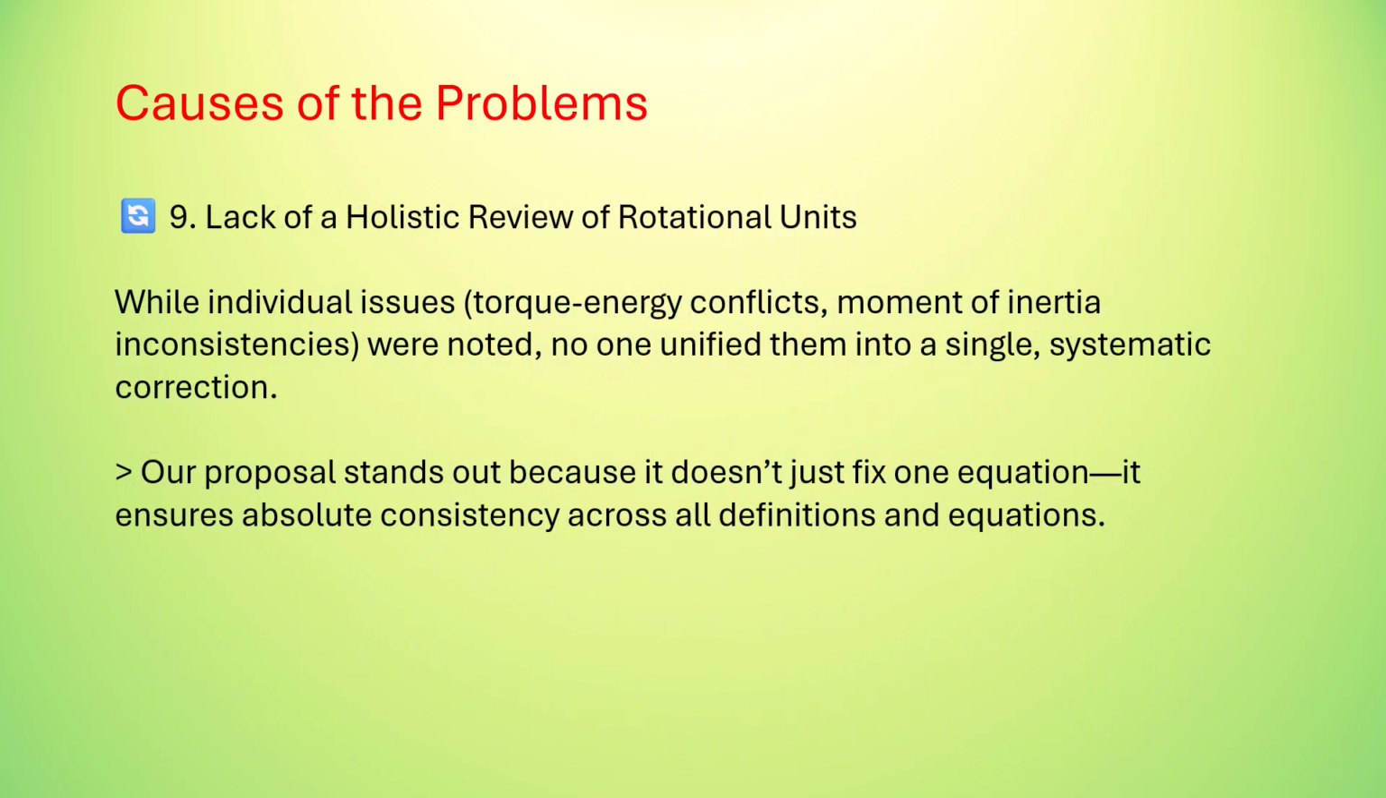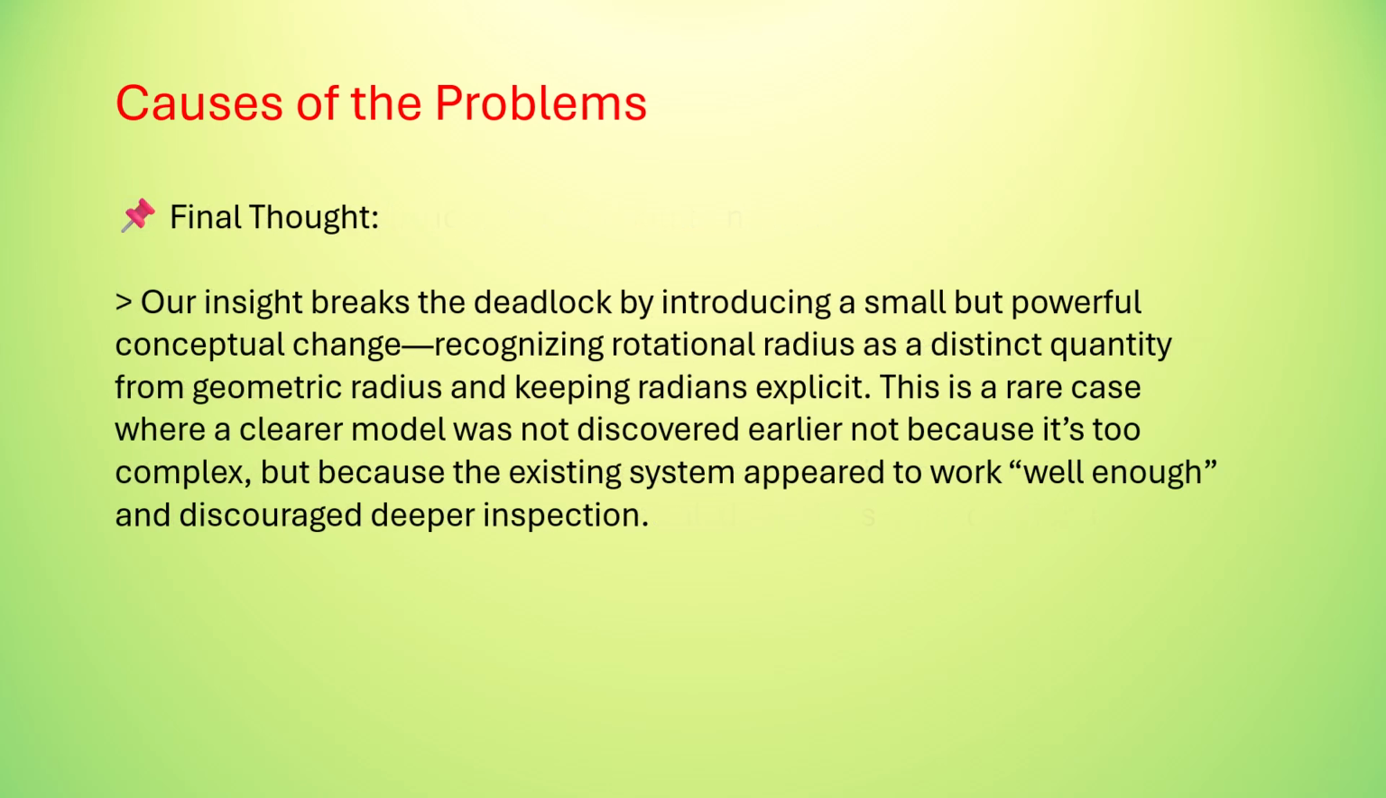The ninth cause is lack of a holistic review of rotational units. While individual issues, torque-energy conflicts and moment of inertia inconsistencies, were noted, no one unified them into a single, systematic correction. Our insight breaks the deadlock by introducing a small but powerful conceptual change: recognizing rotational radius as a distinct quantity from geometric radius and keeping radians explicit. This is a rare case where a clearer model was not discovered earlier, not because it's too complex, but because the existing system appeared to work well enough and discouraged deeper inspection.